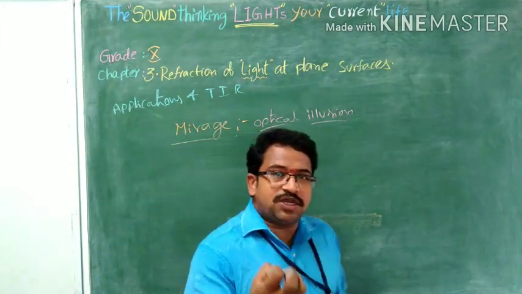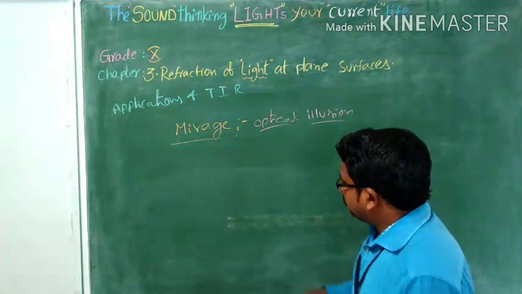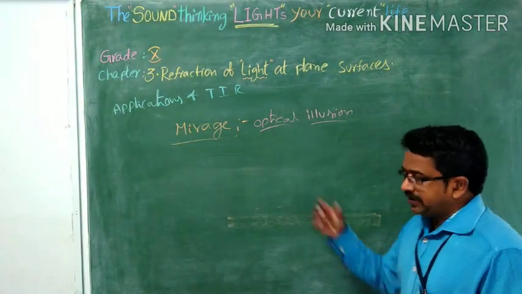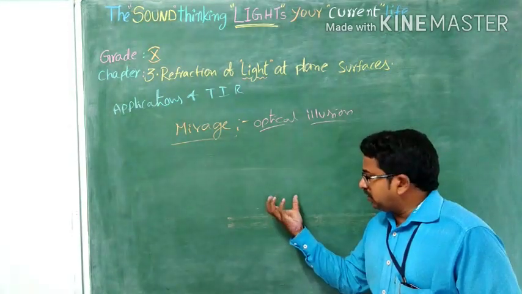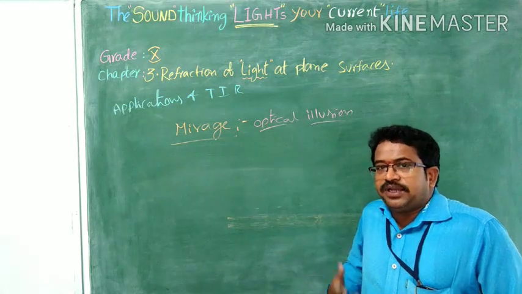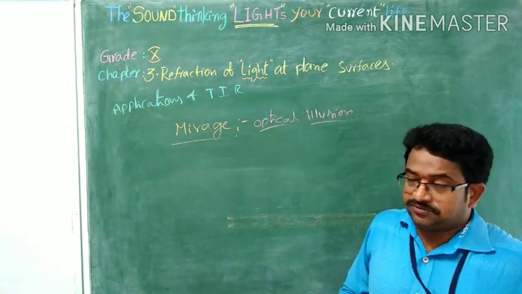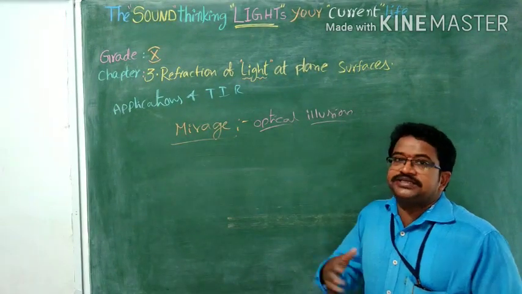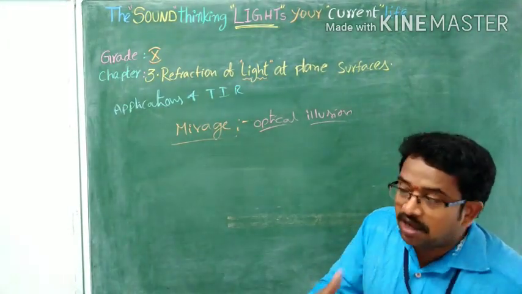So, the tar road is absorbing the heat immediately. Whatever the atmosphere is there on this tar road, nothing but air, that air will absorb the heat. So what happens to that air? It becomes hot. Now, the air which is there on the surface of the road is hot air.